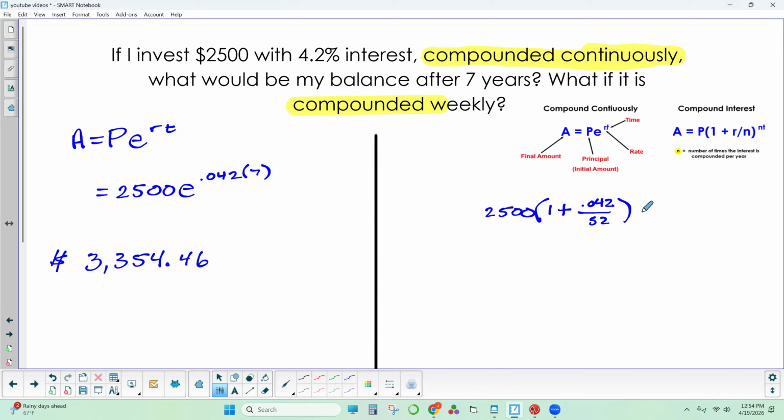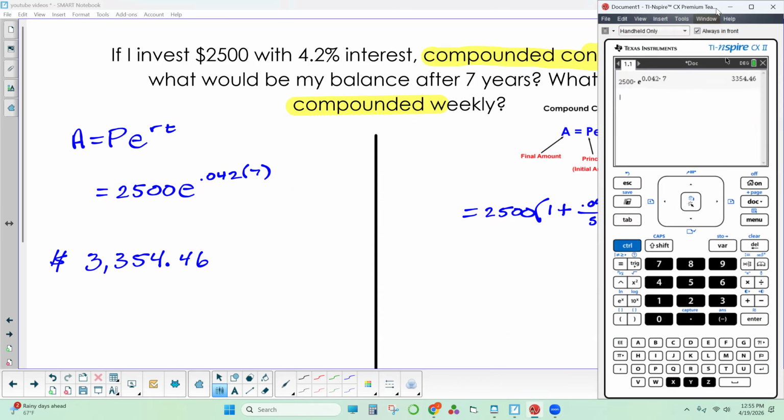And then we raise that to the nt. So n is 52, and we're looking at 7 years. Okay, so again, we are looking for the amount of money we will have at the end of 7 years. Okay, so it is in calculator ready form, just like the first one. So I'm going to plug this into my calculator.